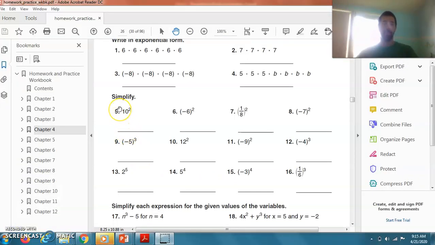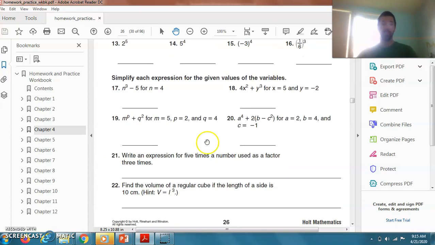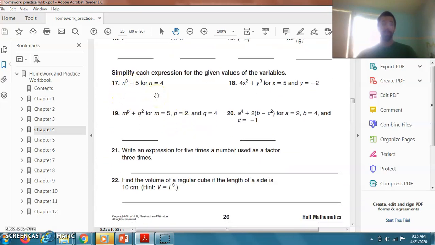Okay, so you'll use that video to help you use the notes within the PowerPoint, and you'll use that to answer these questions here, numbers 5 through 16. If you didn't do numbers 1 through 4 before vacation, do those as well. But this entire page is going to be due later in the week. I'll show you how to do these in tomorrow's video, and we'll review the answers.